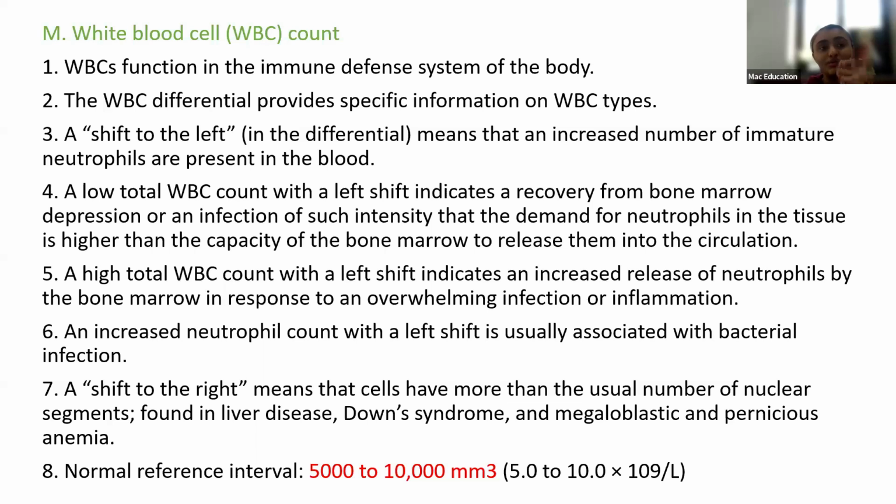What is the normal WBC count? 5,000 to 10,000. Yes, but if shift to left increases, what happens with TLC? It will decrease. It means there are no mature WBCs. Yes. And what is shift to right?